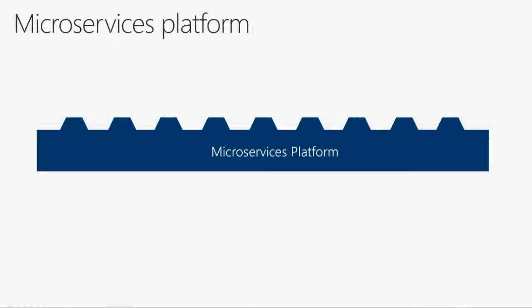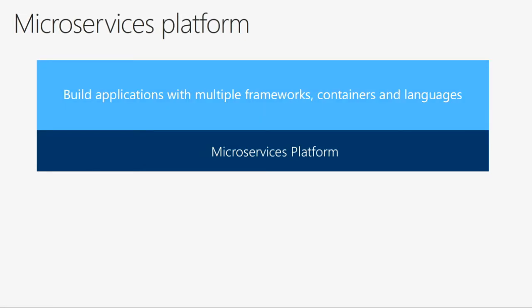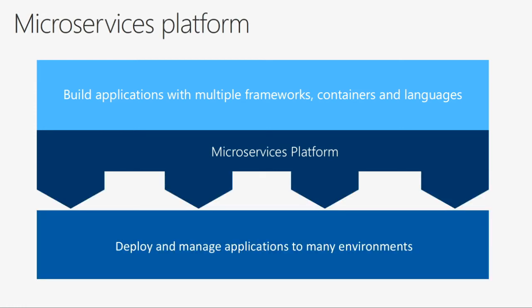So if you need a platform to build services on, a microservice platform, you want that platform to support multiple languages, multiple frameworks, things that you're used to, things that you are familiar with. You want that platform to be available on multiple different environments as well. I want to be able to host it on-premises. I want to be able to host it on the cloud. I want to be able to host it on different cloud vendors. I want to be able to run it on different OSs as well.